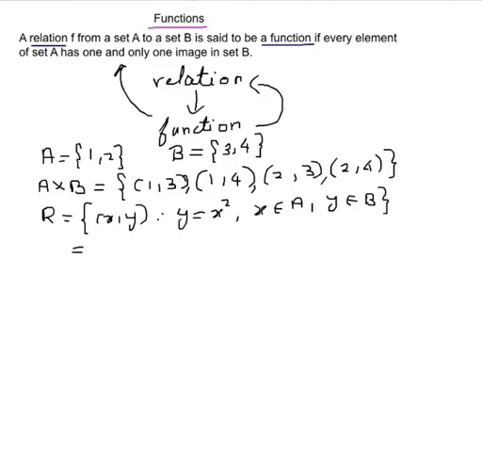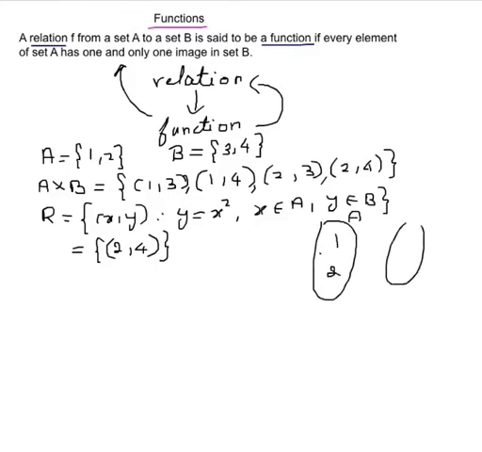So we know that this has only one element. Square of 2 is 4. Look at the arrow diagram. A has 2 elements, 1 and 2. Set B has 2 elements, 3 and 4. So 2 is related to 4. This is not a function.